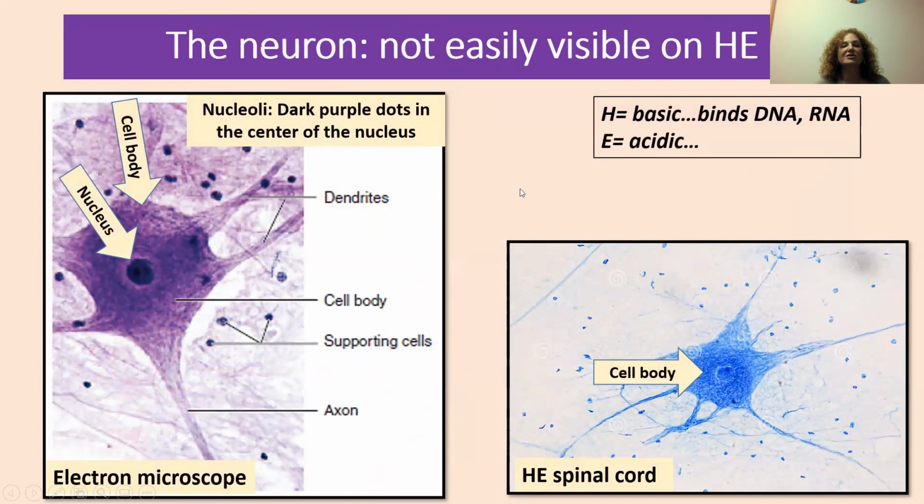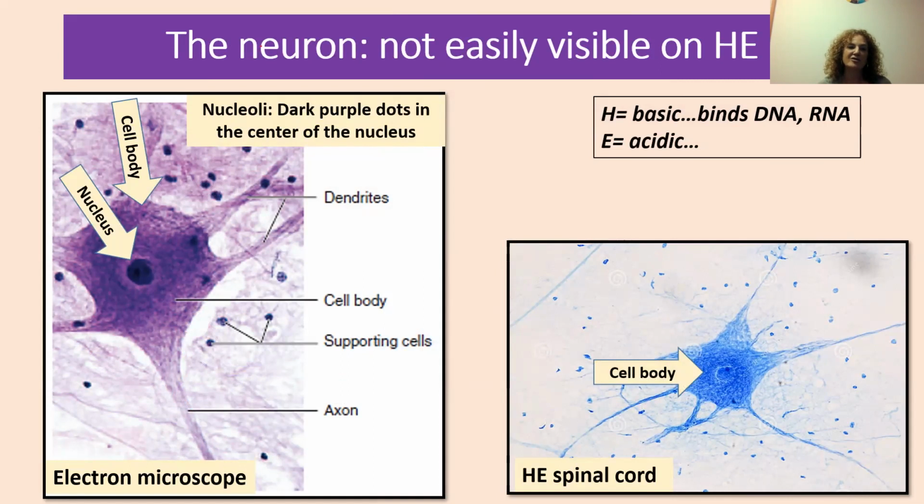Here's two examples of neurons under the microscope. Neurons are not easily visible under the microscope. They're way too small. Sometimes you can visualize it with an H&E if you're talking about a large motor neuron within the brain. But if you're talking about a peripheral neuron in the peripheral system, you probably won't be able to recognize it under the H&E. It would require electron microscopes to be able to visualize them.